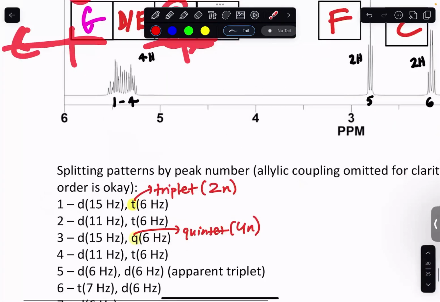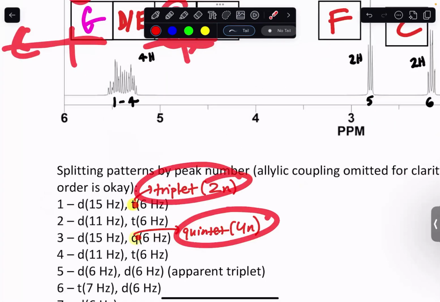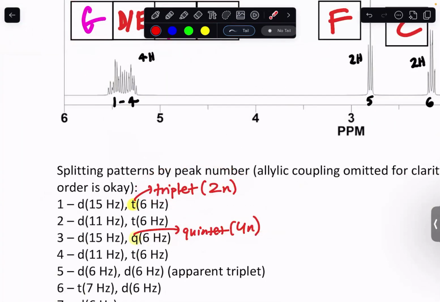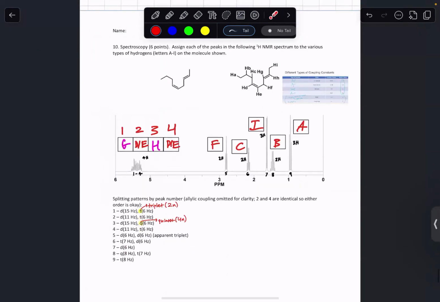Another way you can see it is this coupling constant here, right? There's a lot of puzzle pieces that you could work with to confirm your findings. Yeah. Any questions on this spectroscopy problem, this octopus spectroscopy problem?